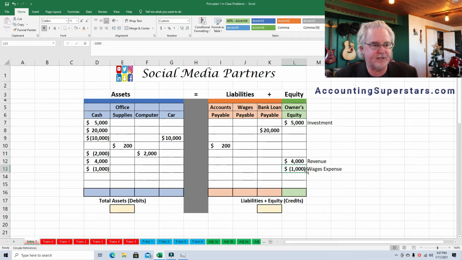Now some of you might be asking, well, why didn't you put it under wages payable? Wages payable represents an obligation to the employees. And the owner doesn't have an obligation. He paid the $1,000 that was due to the employee that helped him. So we're not going to use wages payable here.